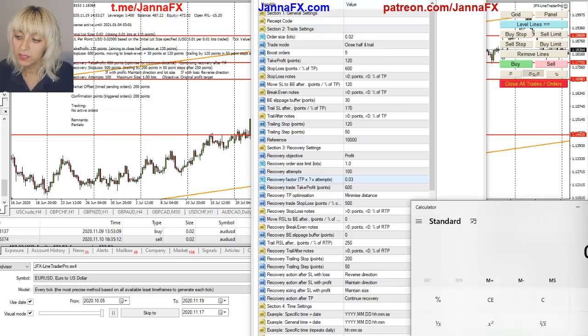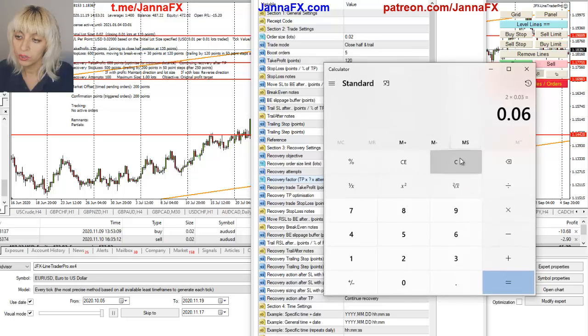So that's what would be, and every time it goes for the next attempt, it will be adding this 0.03. So next time, for example, you now need to make $2.06. Next time again it will increase by 0.03. So then next time you need to make $2.12, so what we had, 0.06 plus another 0.06. So that's how it's going to increase with every attempt.